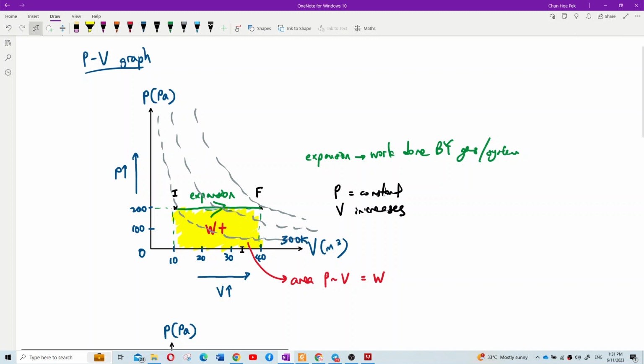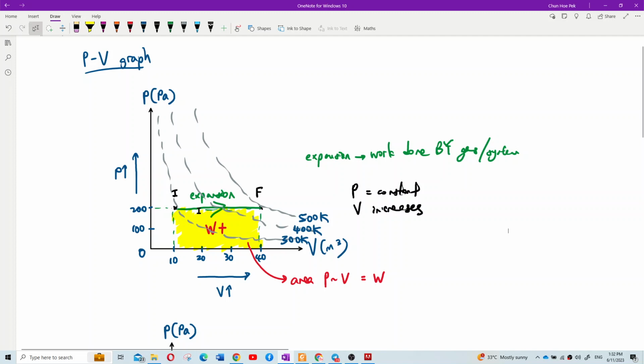Okay, alright. So this is 300 Kelvin. Maybe I just simply put a value of 300 Kelvin. And then the following line can be 400 Kelvin. And then this line is 500 Kelvin. Okay, class. Tell me, this horizontal line to the right, what happened to the temperature? It moved from 300 Kelvin to 500 Kelvin.